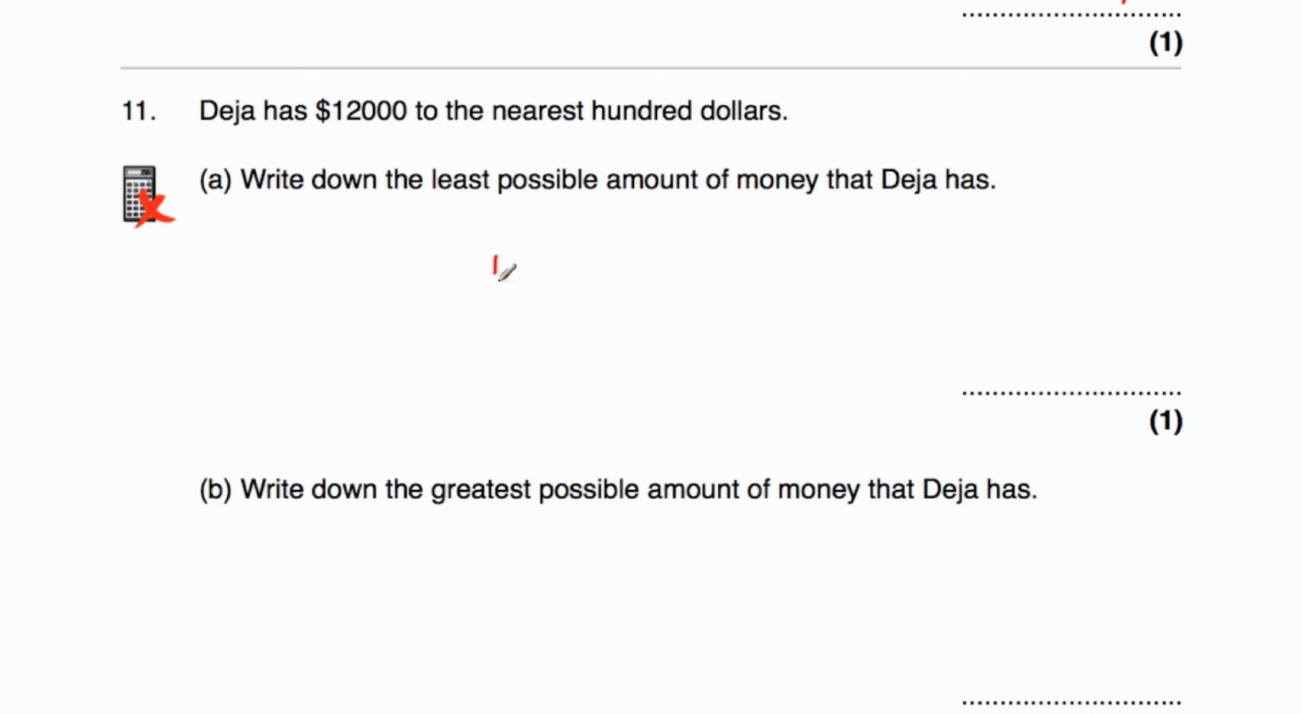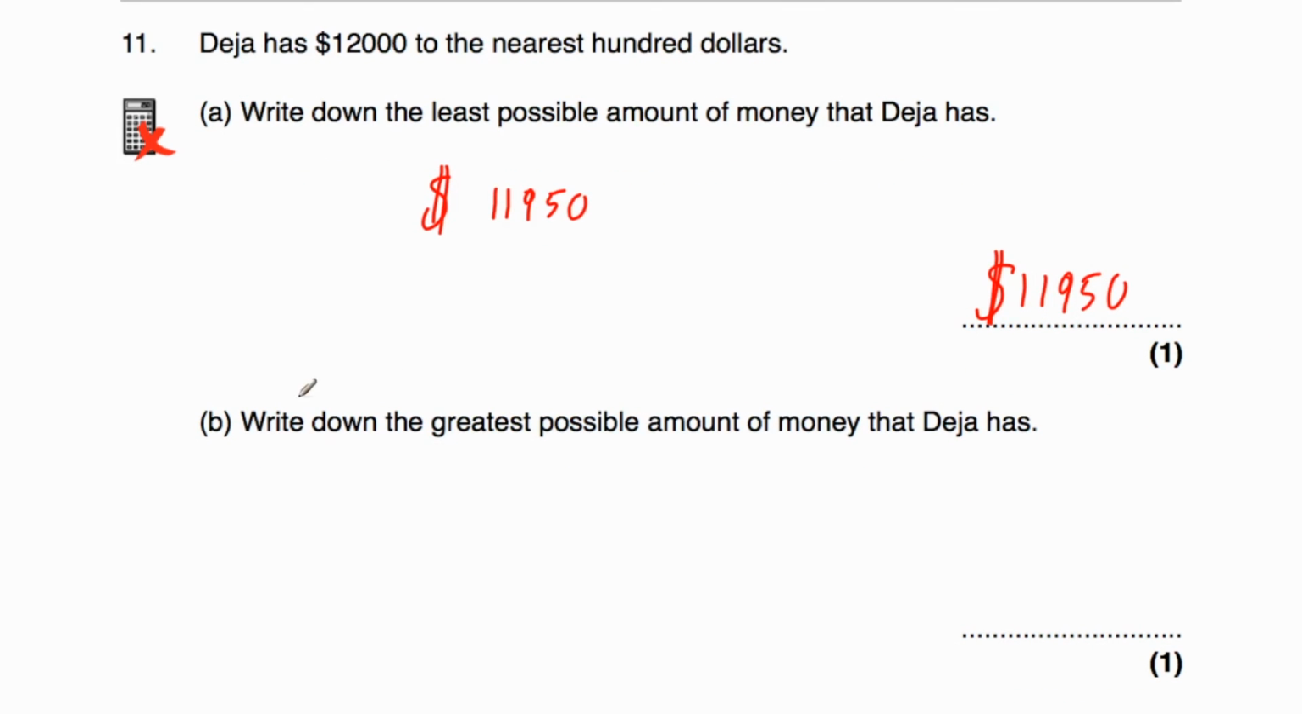So that's going to be $11,950. That amount of money would round up to be $12,000. If we round this to the nearest 100, it'd be 12,000, but it wouldn't round down to be 11,900. So that's the lowest possible amount of money that Deja could have, because anything below that would round down. So that would be $11,950.